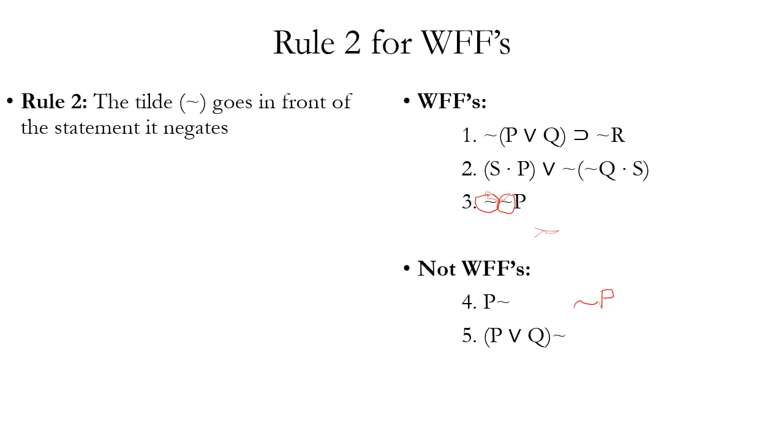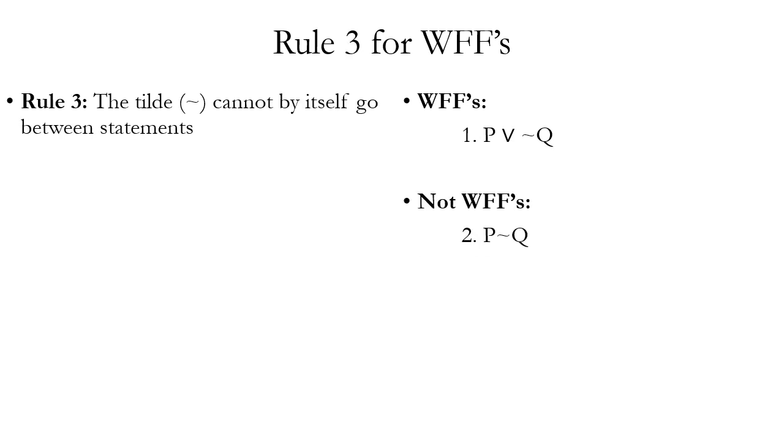For number 5, we have a tilde outside the parentheses. So we could either negate the entire compound proposition inside the parentheses. We could write this as tilde open parentheses P wedge Q close parentheses, or we could put the tilde inside the parentheses so that it negates only the P or only the Q. So for example, we could say open parentheses not P wedge Q, or we could say open parentheses P wedge Q and put the tilde in front of the Q, so P wedge tilde Q. Either of those would be well-formed formulas.